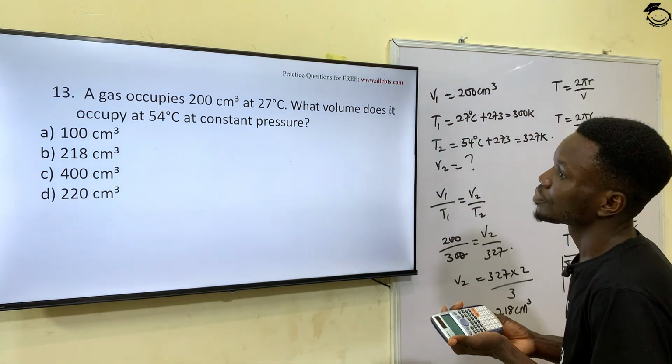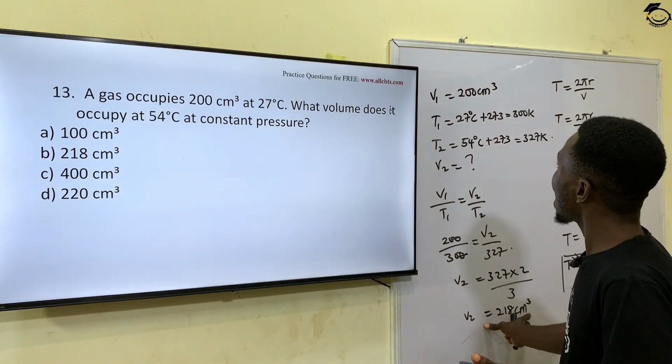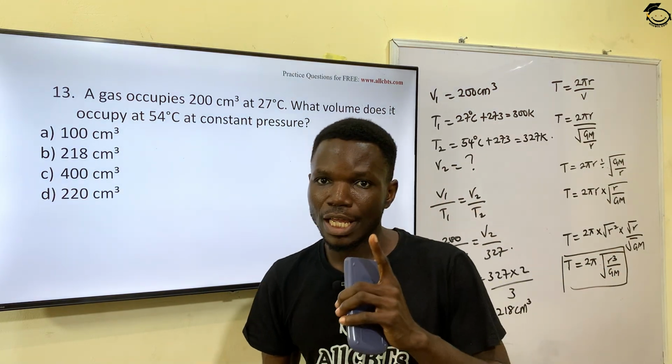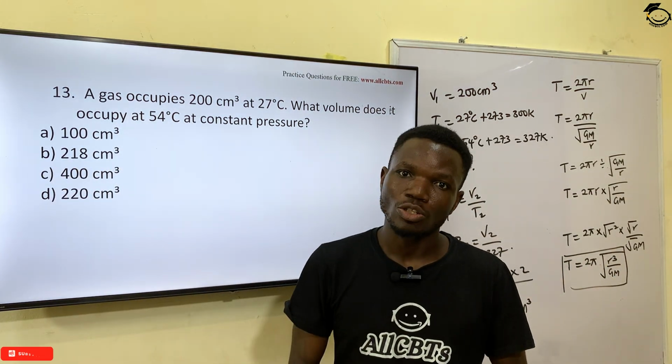It means that at the end of the day, the volume at 54 degrees Celsius is going to be 218 centimeter cube, which is what? Option B. So the correct answer is option B.